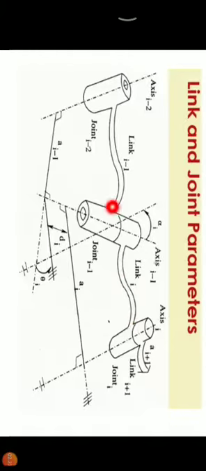These are rigid links: this one, and this is link i minus 1, and this will be link i minus 2. The link and joint parameters are mainly used to define the relative position and relative orientation of these joints with reference to each other, that is, with reference to other neighboring links and neighboring joints. We'll go to the next slide.